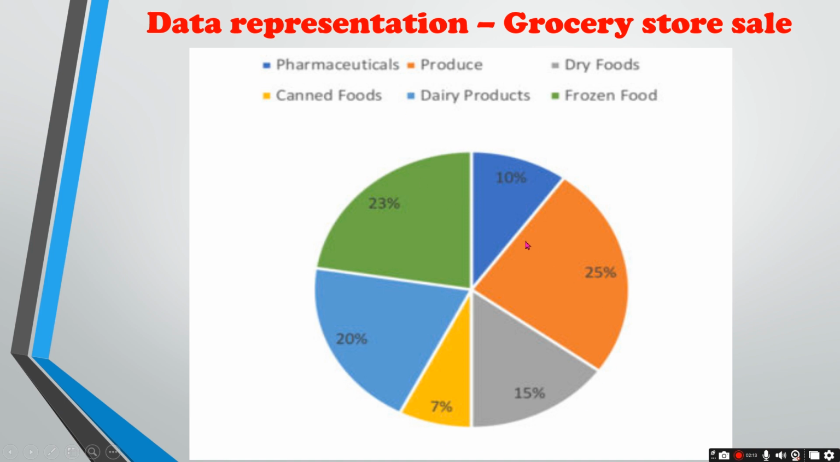Next, I am showing a pie chart. This pie chart is a graph that represents data in a circular form. Here, grocery store sales are represented visually. The revenue for the grocery store through various sources is represented here. For example, through dairy products it's 20%, and through frozen food it is 23%. Through this pie chart we can see the percentage through which the grocery store receives the revenue.